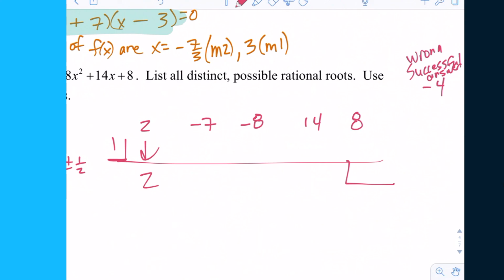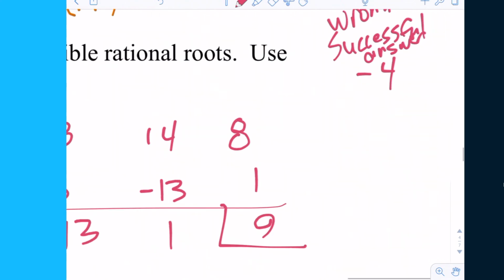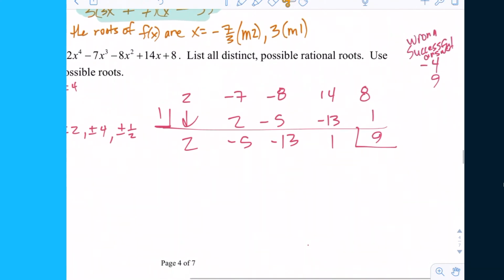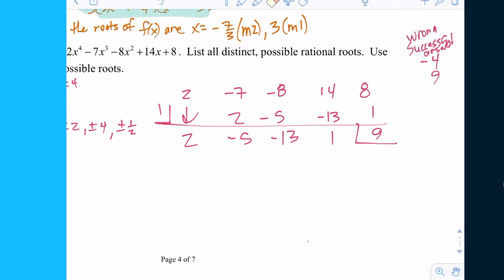2, 2, negative 5, negative 5, negative 13, negative 13, 1, 1, 9, which is German for what? No. So, yeah, no, doesn't work. But you know what? 2 down. How many to go? 8 to go.